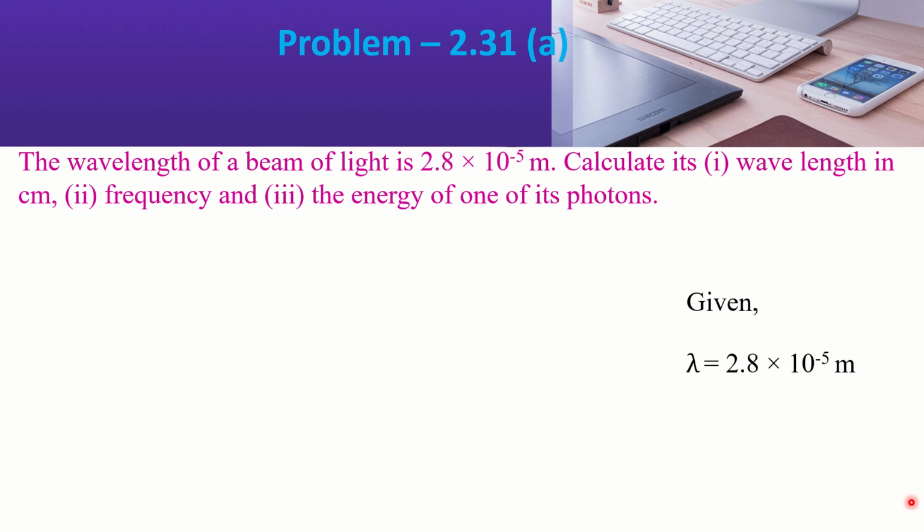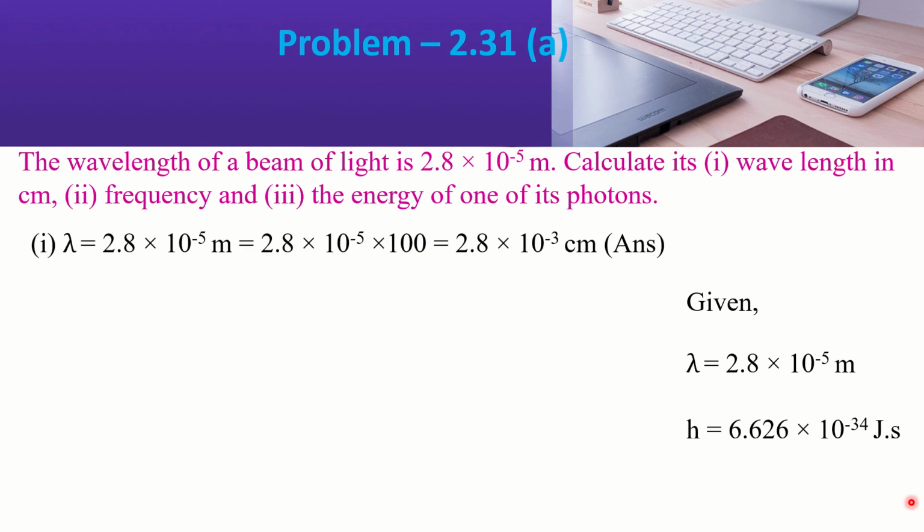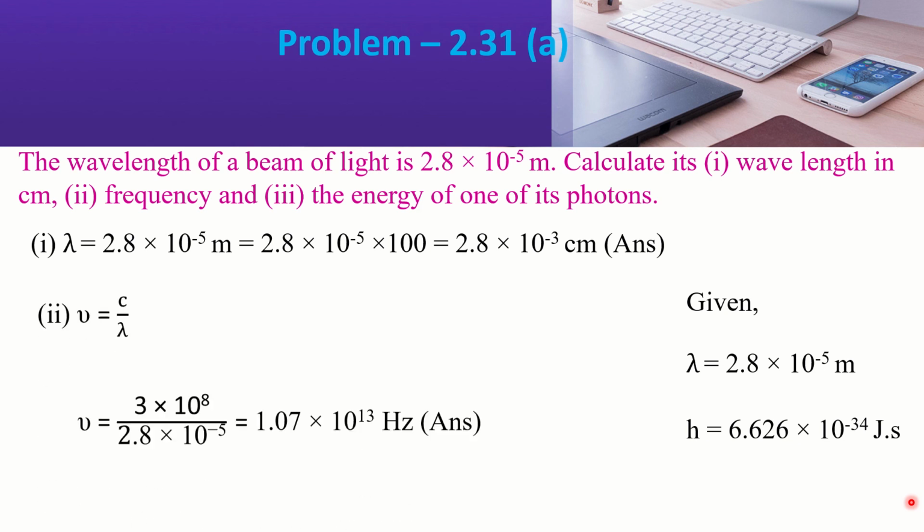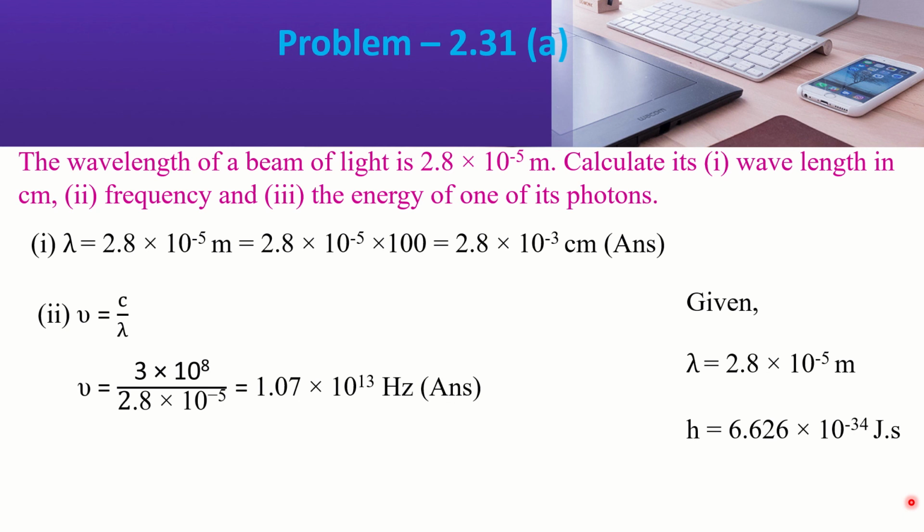Here wavelength is given 2.8 into 10 to the power minus 5 meter, and h you know. At first you have to convert it into centimeter for your first answer. So it comes 2.8 into 10 to the power minus 3 centimeter. Now second one is frequency. You know, nu equal c by lambda. By putting these values, we get nu equal 1.07 into 10 to the power 13 hertz.